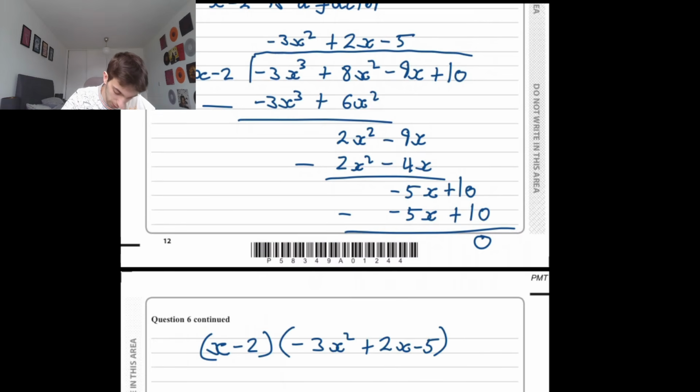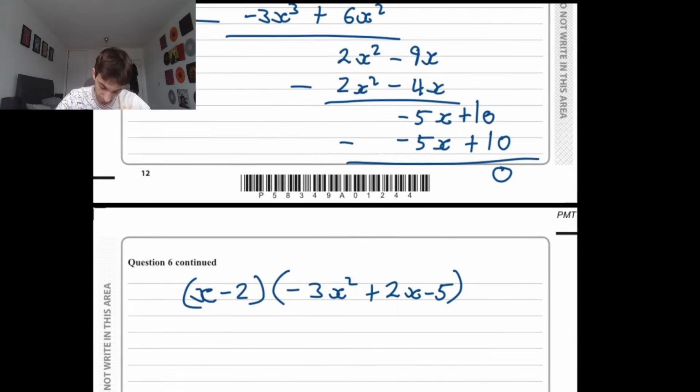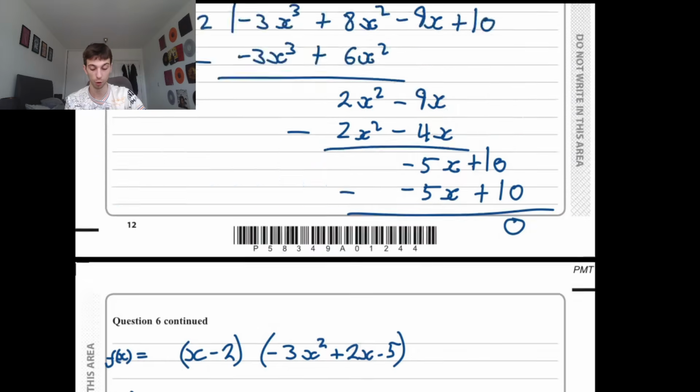And that is exactly what they wanted. They wanted us to write f of x as a product of two algebraic factors. We have that f of x equals x minus 2 multiplied by minus 3x squared plus 2x minus 5. Okay, so for part A, that is our answer. Moving on to part B.